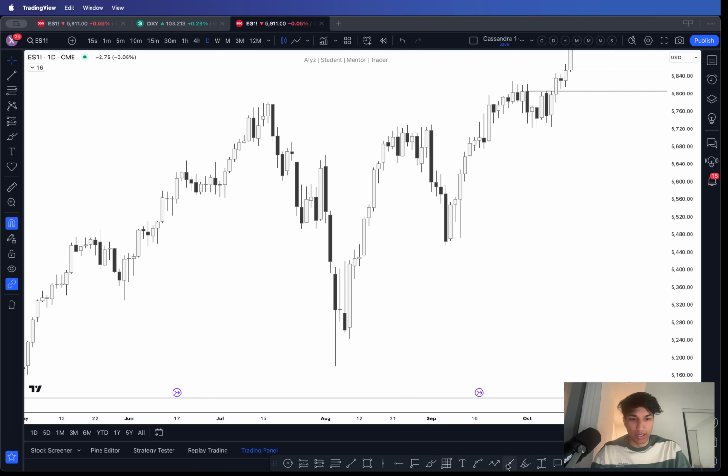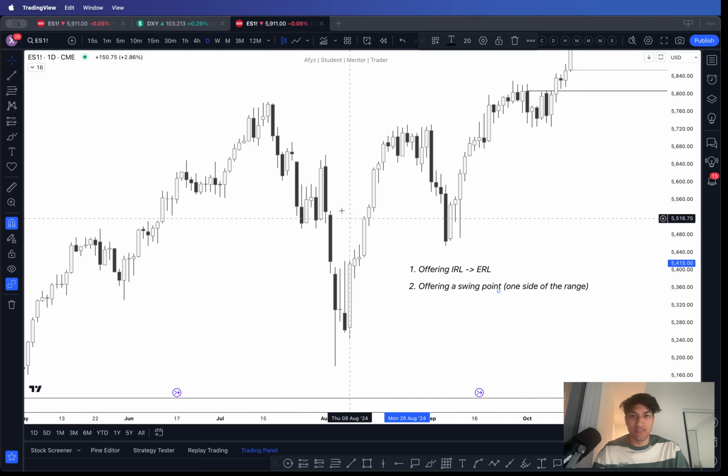The idea that one, price is either going to be offering IRL, which will then trade to ERL, or two, offering a swing point, one side of the range. We can use this analysis to determine that if fair value gaps hold, we can anticipate the highs above the fair value gaps or below them to be the draw. And if the fair value gap of a displacement range fails, we can anticipate the low that created that fair value gap to be the draw on liquidity.